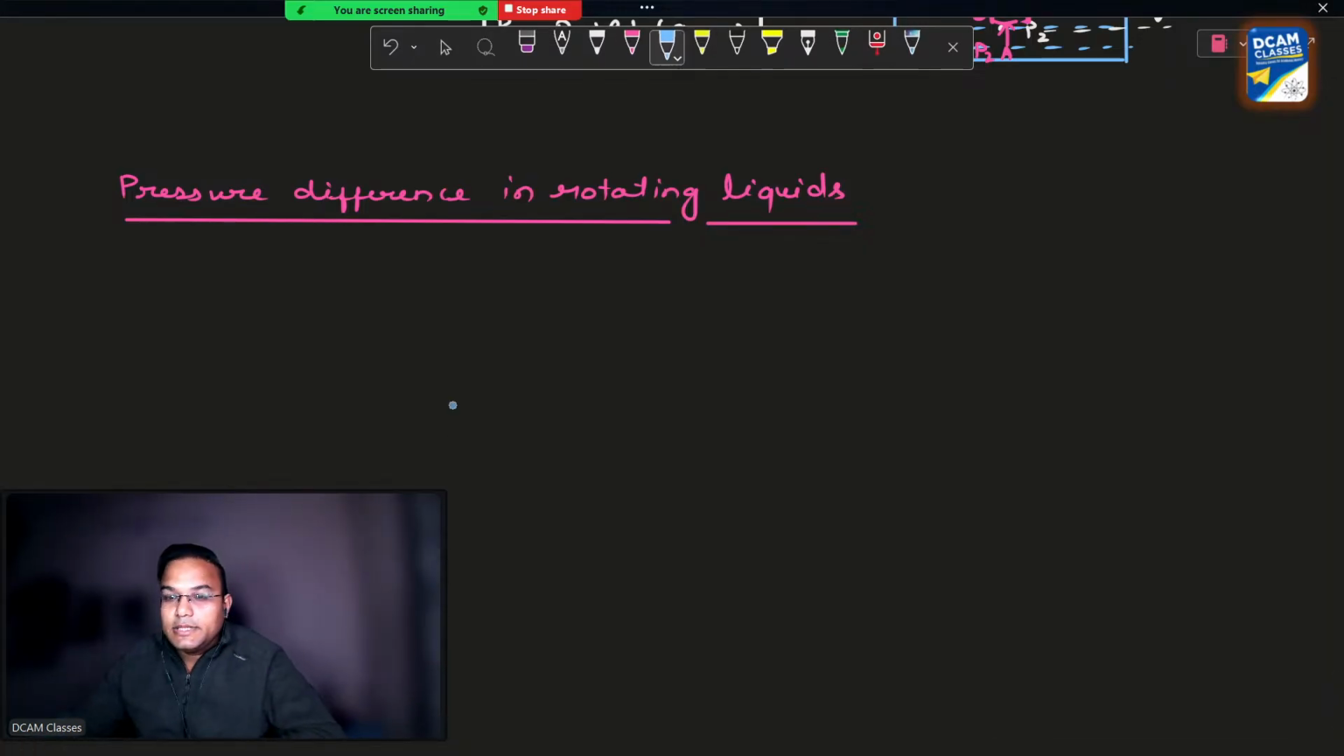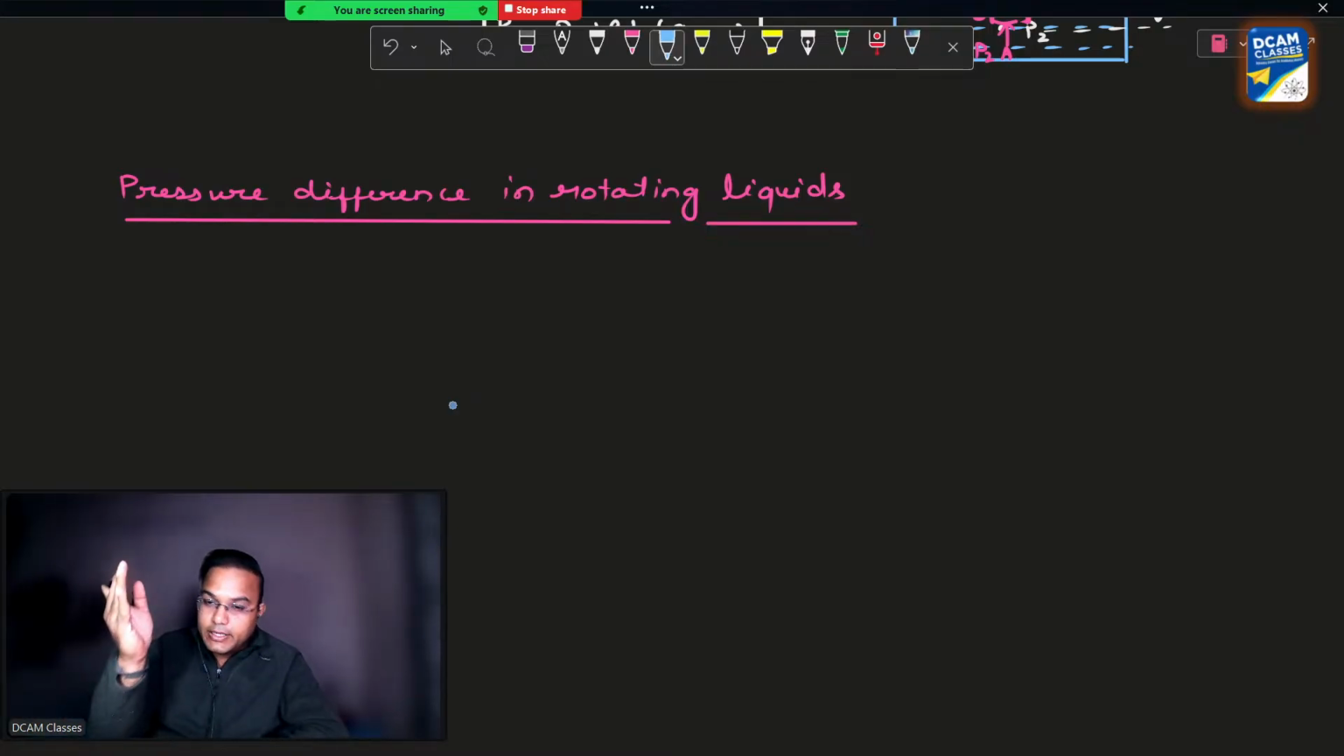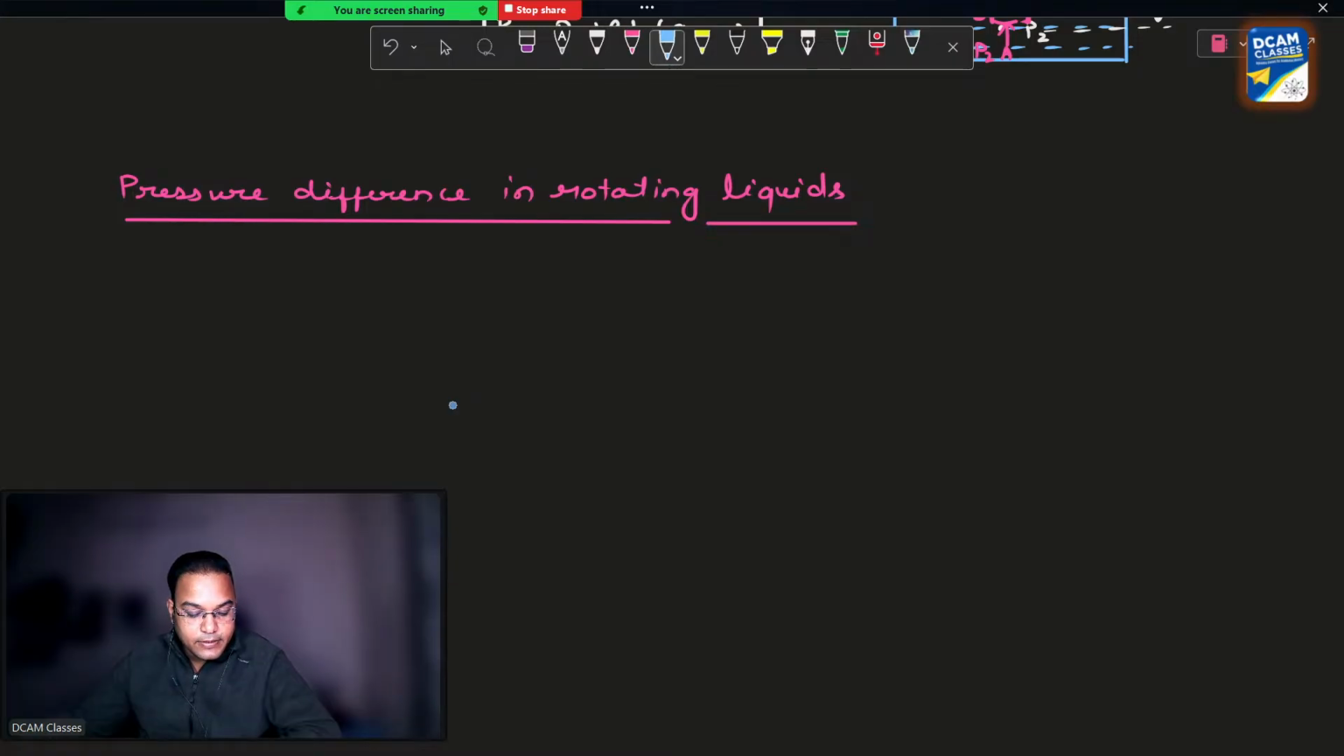See, now we are going to derive why it happens and why the curve shape is a parabola. Because you have learned parabola, you will find out the equation. You will be able to relate this properly.